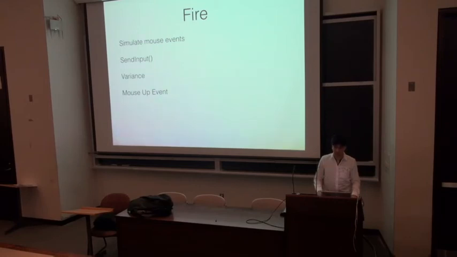The second trick is that we will not forget about mouse up events, and that we will not forget about having variance between mouse down and mouse up events. One very easy way to detect a TriggerBot is to check for the lack of mouse up events. And of course, it's suspicious when the mouse down and mouse up are less than 1 millisecond apart. I don't think any human can click that fast.